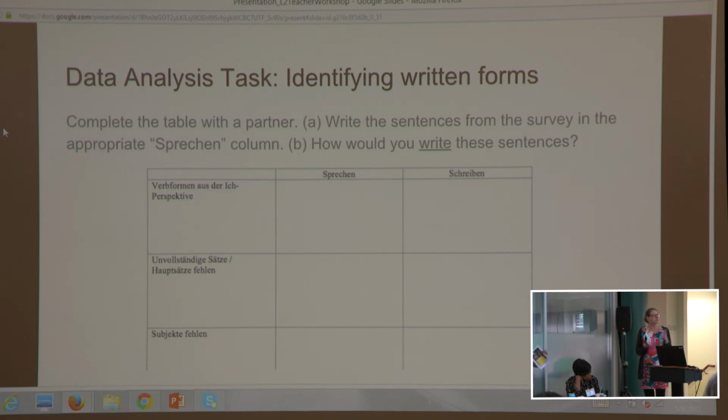What you could also do, talking about data analysis, is have students identify written forms. So here, in this task, we asked the students to complete the table with a partner. So write the sentences from the survey, the sentence we just saw, in the appropriate column, and then how would you actually write these sentences? Yeah. So we would then ask students to actually provide that subject that was missing in the spoken version of that particular phrase. It's just another option.